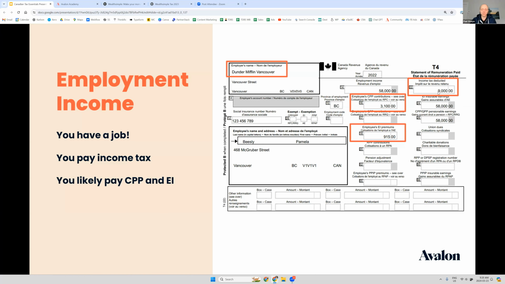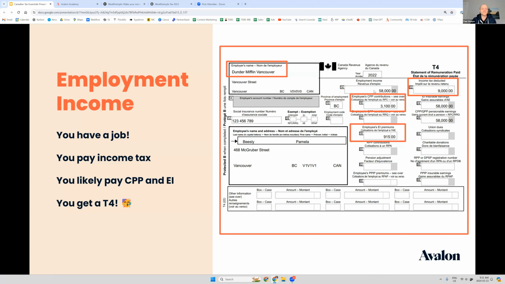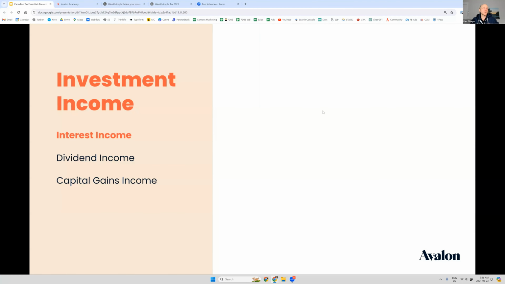So that's how that works when you're employed. You remit the tax throughout the year, and then you either get a refund or you have to pay a little bit extra depending on your other income and your tax deductions and tax credits that apply to you. So we'll talk about those in a bit too. And you get a T4. So you get this thing and it'll show up in either paper in the mail or you get an electronic copy. Next up, we've got investment income.